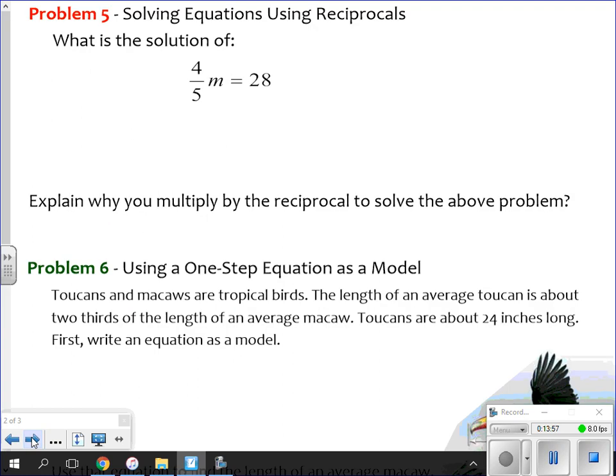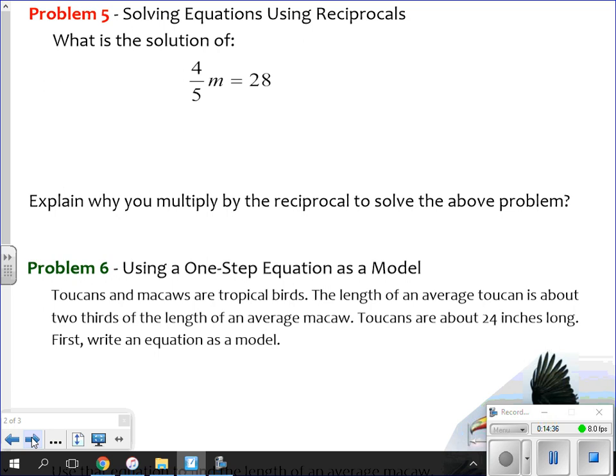Okay, problem number 5. This is probably the most difficult type of problem you will have today. There are 2 ways of thinking about how to do this problem. There's the hard way, then there's the easy way. What do I want to do? I want to get m by itself, right? When I have m by itself, how many m's do I have? I have 1 m. That's what I want. I want 1 m equals some number.